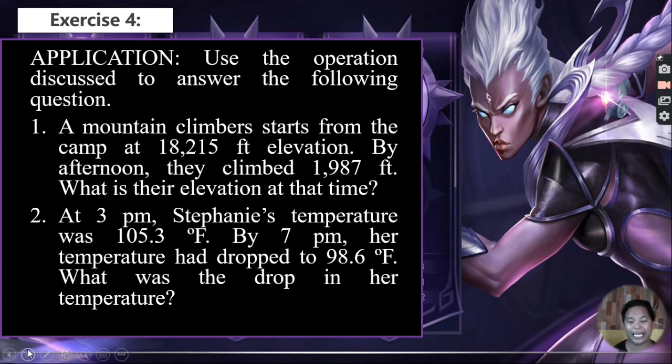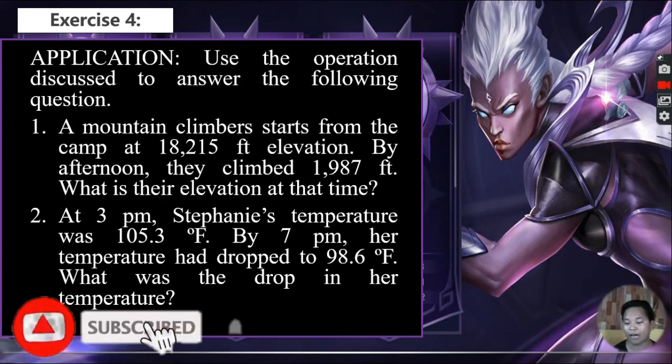What operation are we going to use? From the base, our climbers have climbed 18,215 feet. So what are we going to do with this 1,987 feet? We're going to add the height of 1,987 to 18,215.